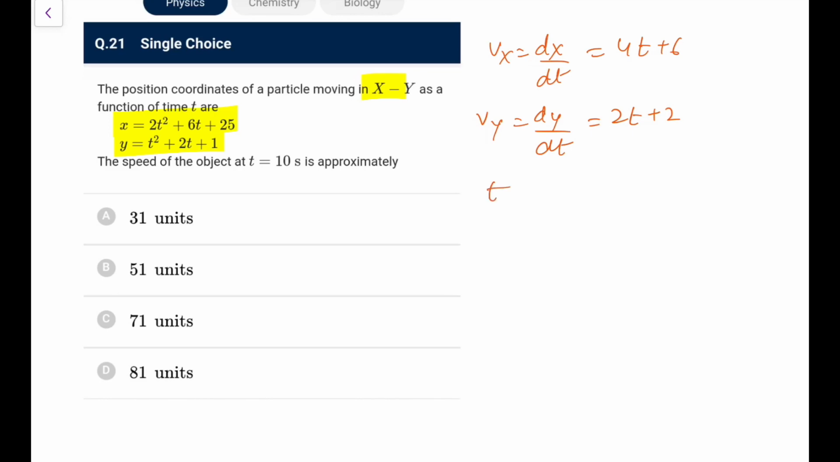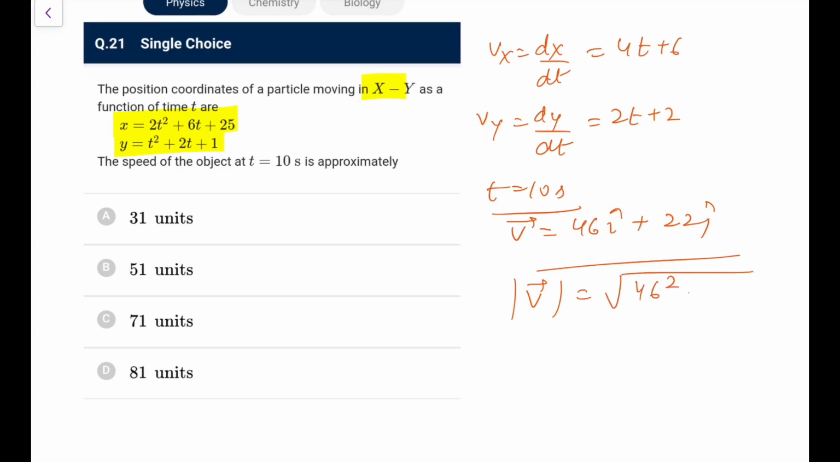So at t equals 10 seconds, V will become Vx i cap, 40 plus 6, that is 46 i cap, and this will become 22 j cap. So 46 i plus 22 j, so the magnitude of V would be the square root of 46 square plus 22 square. So 46 square plus 22 square is definitely greater than 31.